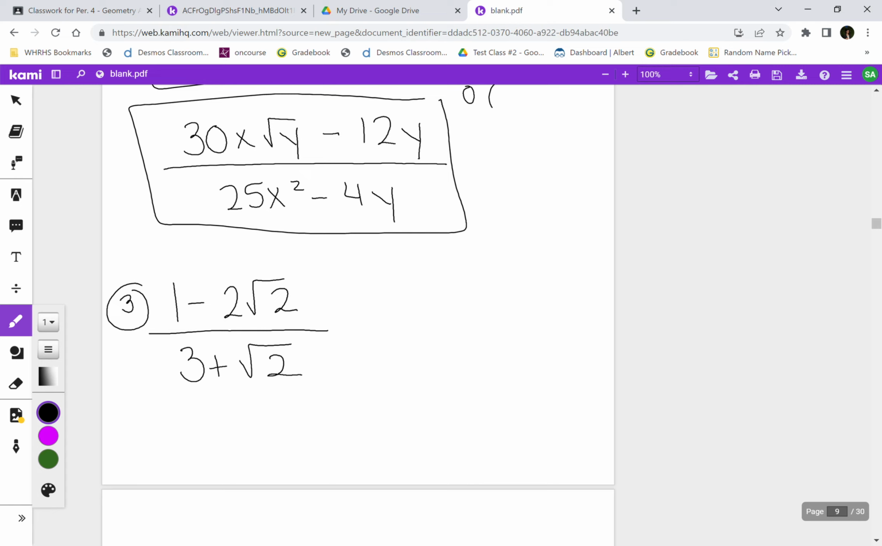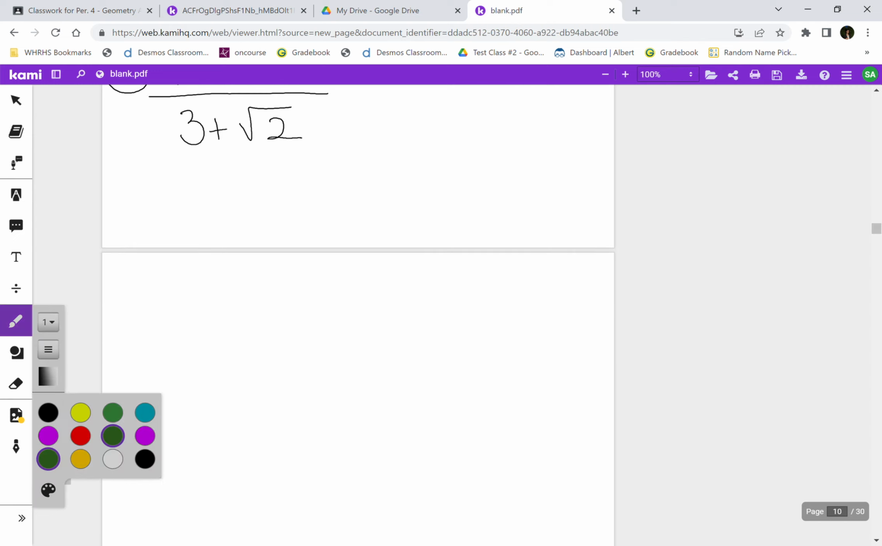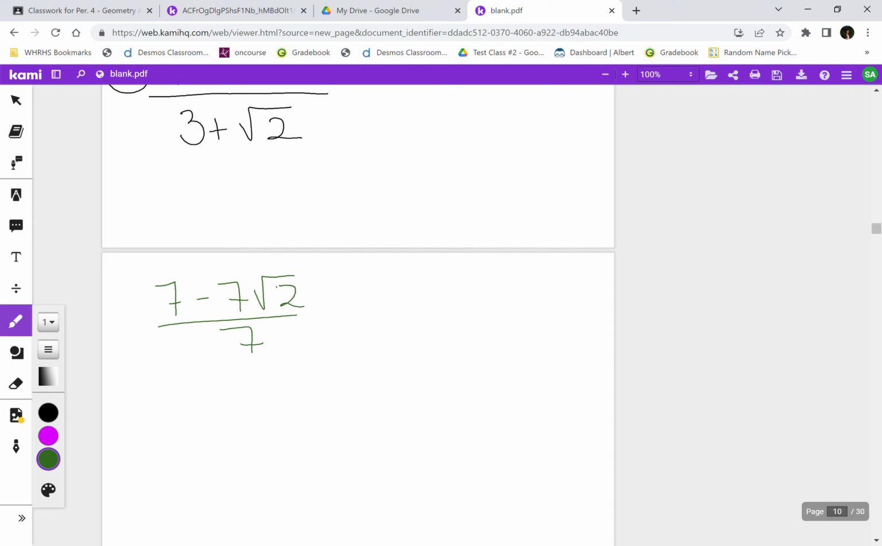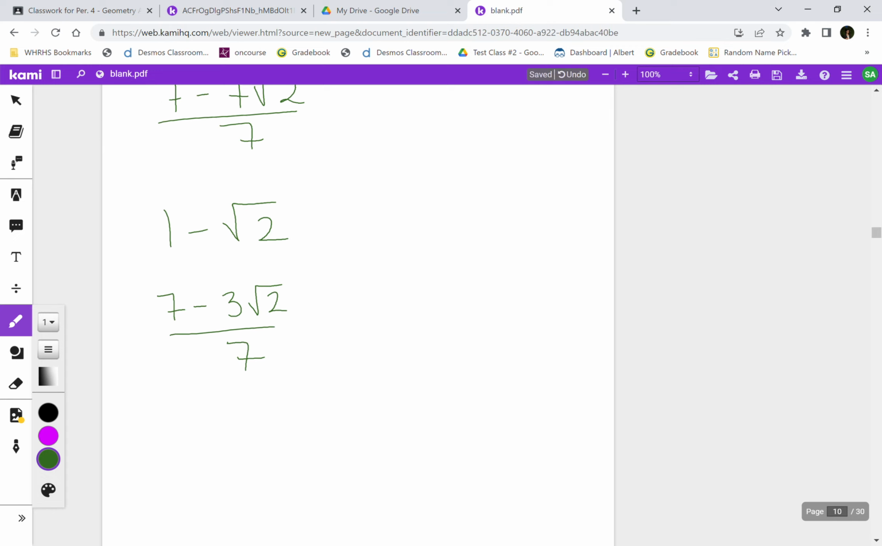Do we need more time? All right, who has an answer for me? Well, we're going to list all the answers. I'm curious to see who's got some answers. Claire, what'd you get? Who has a different answer for me? Aditya: 1 minus root 2. Who has a different answer for me? Navya: 7 minus 3 root 2 over 7. Who has a different answer for me?